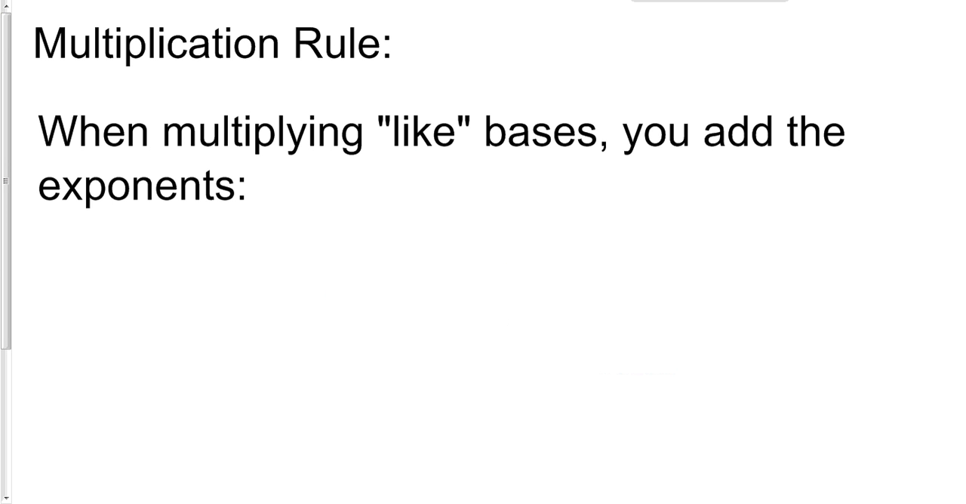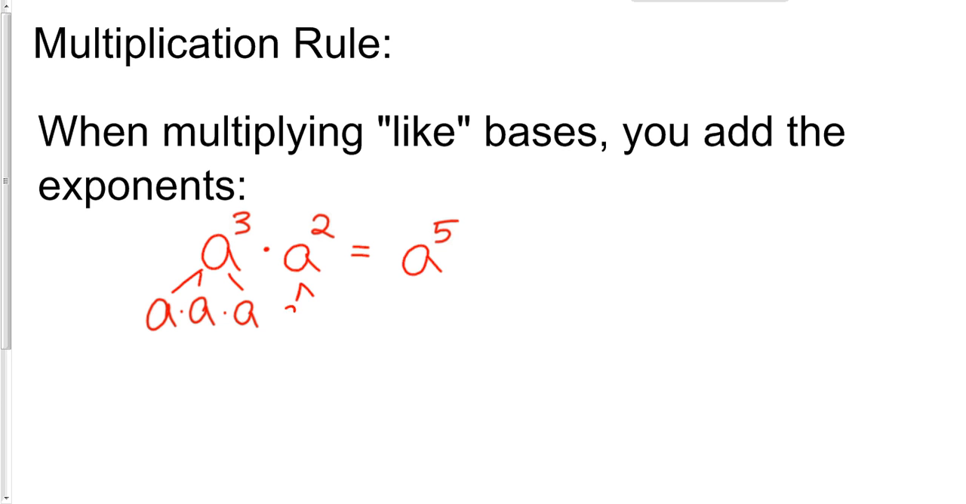So let's start with the multiplication rule. That says when you are multiplying like bases, you add the exponents. So a to the third power times a to the second power would be a to the fifth power. The reason this works is that a to the third power is telling us that we are multiplying a by itself 3 times. A to the second power tells us we're multiplying a by itself 2 times. So altogether, we have 5 a's, a to the fifth power.